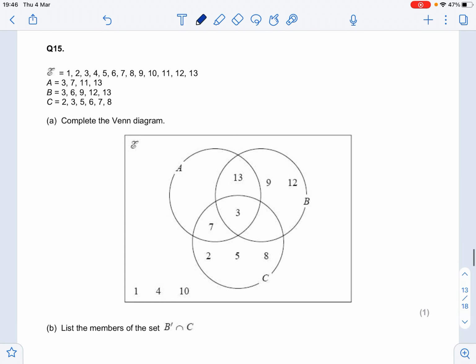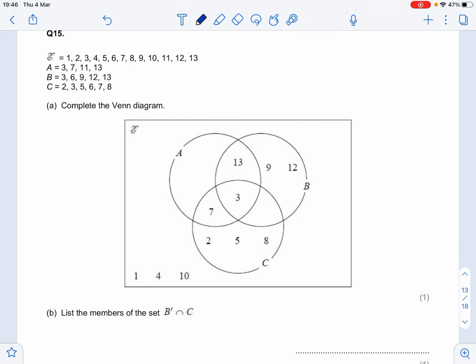Question 15. So this question, a lot of you have got it wrong. So let's look at this slowly. So part A asks us to complete the Venn diagram. So we know that inside this Venn diagram, we need to have the numbers 1 to 13. So we have 1 already, so we can cross it out. We have 2, so we can cross it out. We have 3, cross it out. We have 4. We have 5.